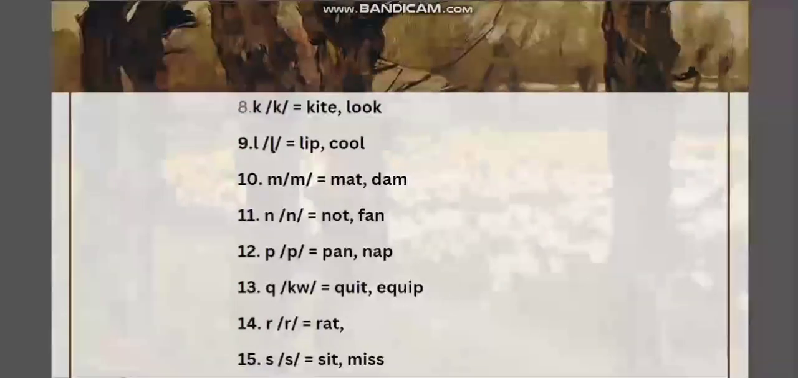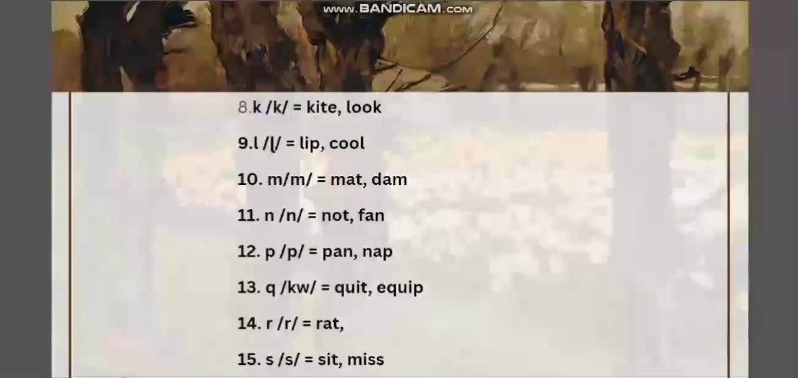Okay, number 10 is M as in mat. 11 is N as in not. P, that is for 12. Then 13 for letter Q. Actually, in English, letter Q is accompanied by U. I don't think there's any word with letter Q that is not accompanied by U. Okay, you let your students know that. So letter Q and U sounds "kw," as in quick. I didn't bring it here because I don't want to cause confusion. Okay, then 14 sounds R as in rat.